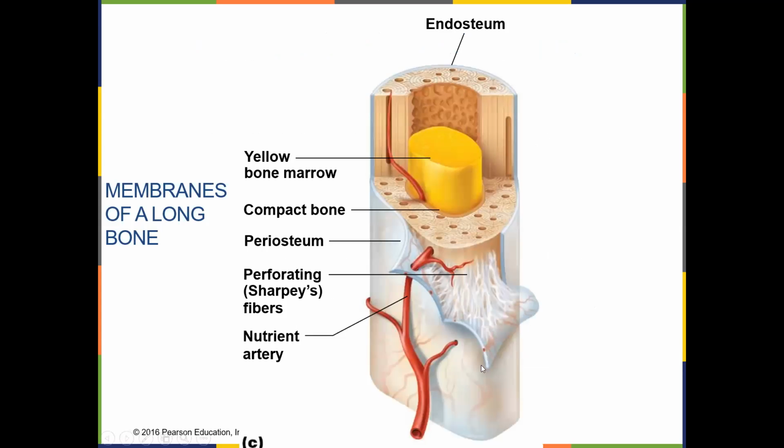This is what it looks like. Here we have the periosteum right here. These are the Sharpey's fibers here that stick to the bone. Here is our nutrient foramen right there going through the periosteum into the bone itself. There's our compact bone here, and this is our yellow bone marrow, and the inner layer is called the endosteum. And we don't really see the osteogenic cells here. These are the membranes that we do see.